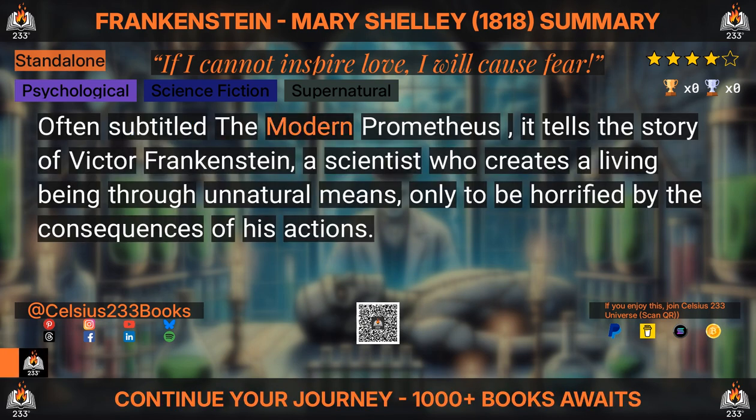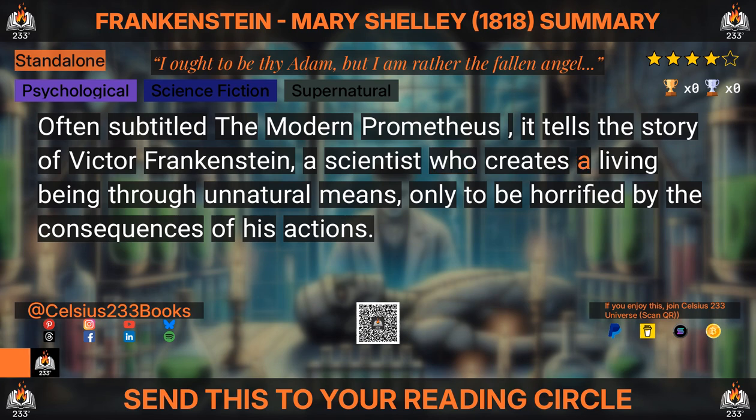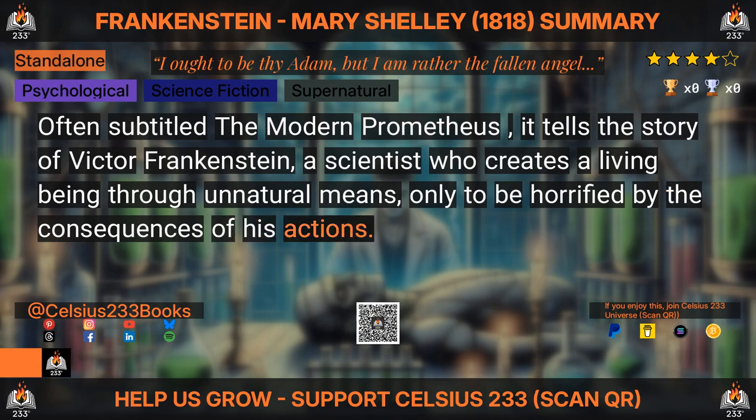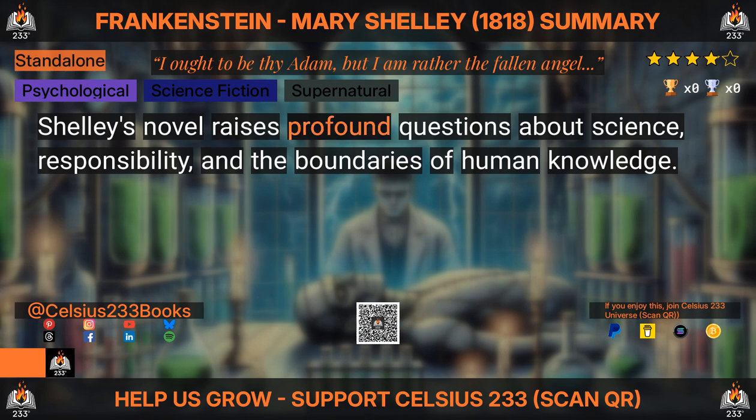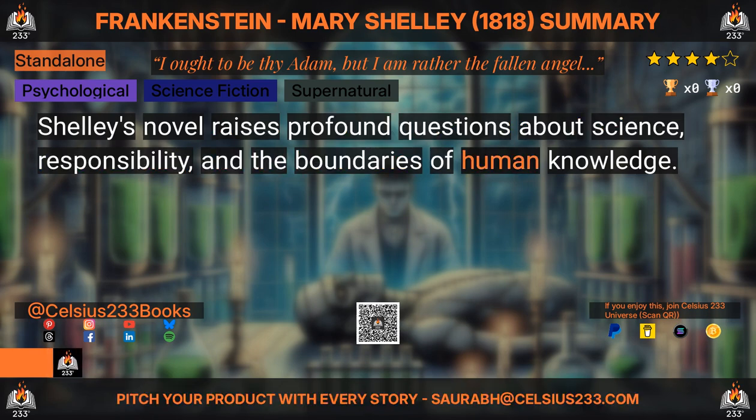Often subtitled the Modern Prometheus, it tells the story of Victor Frankenstein, a scientist who creates a living being through unnatural means, only to be horrified by the consequences of his actions. Shelley's novel raises profound questions about science, responsibility, and the boundaries of human knowledge.